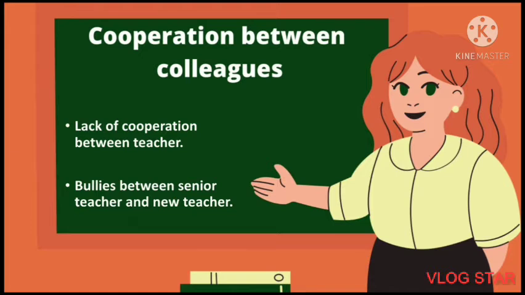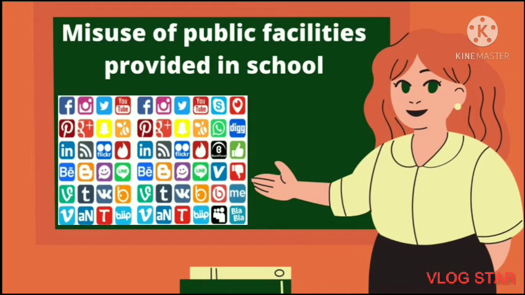Cooperation between colleagues. Lack of cooperation between teacher and bullies, between senior teacher and new teacher. Both parents and teachers have important information and ideas that can help when a student is having a problem. Children show more improvement when teachers and parents work together to create a plan, decide on strategies, and practice them at school and home.